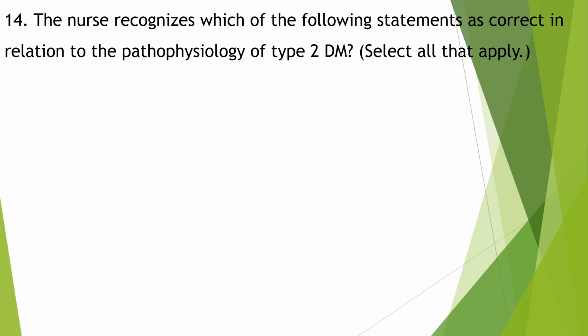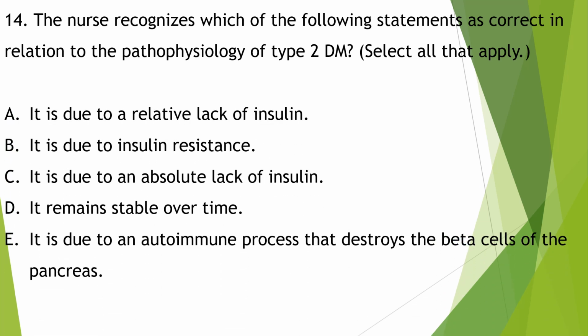The nurse recognizes which of the following statements is correct in relation to the pathophysiology of type 2 diabetes? It is due to a relative lack of insulin. It is due to insulin resistance. It is due to an absolute lack of insulin. It remains stable over time. It is due to an autoimmune process that destroys the beta cells of the pancreas.